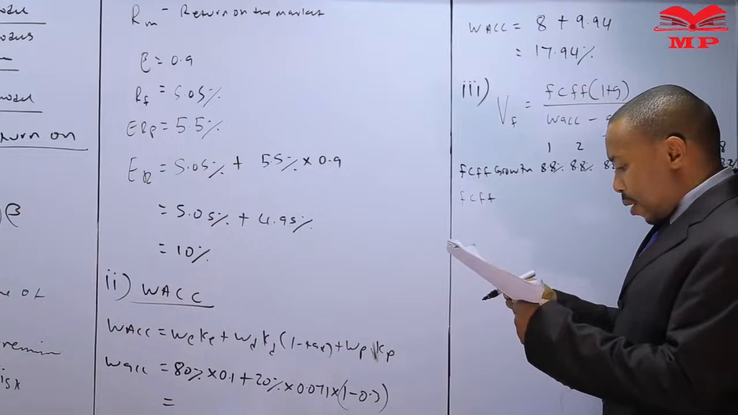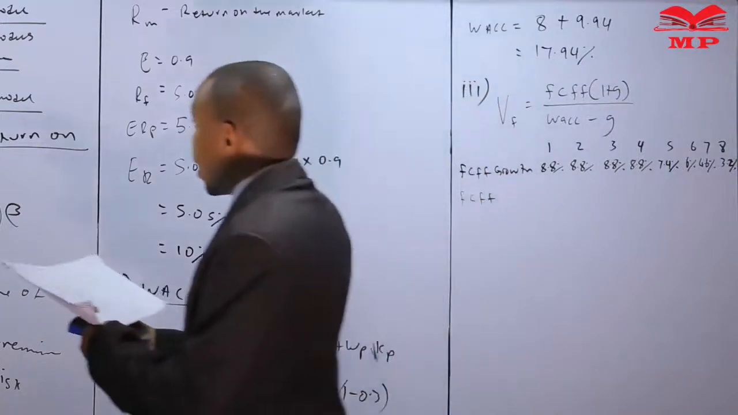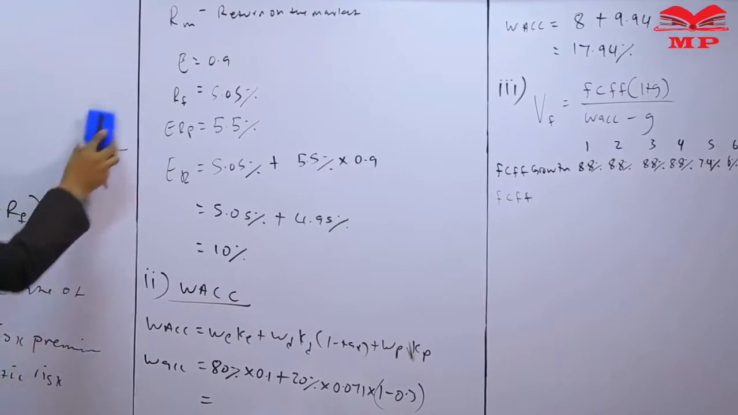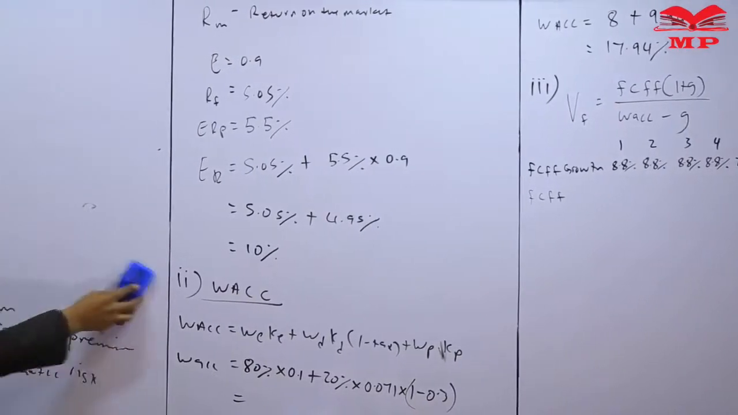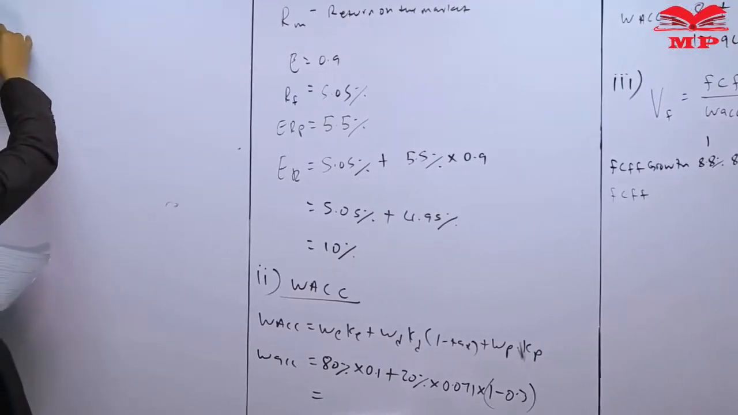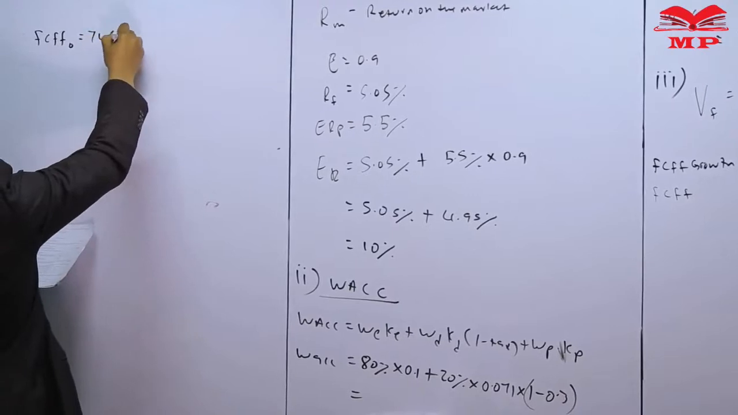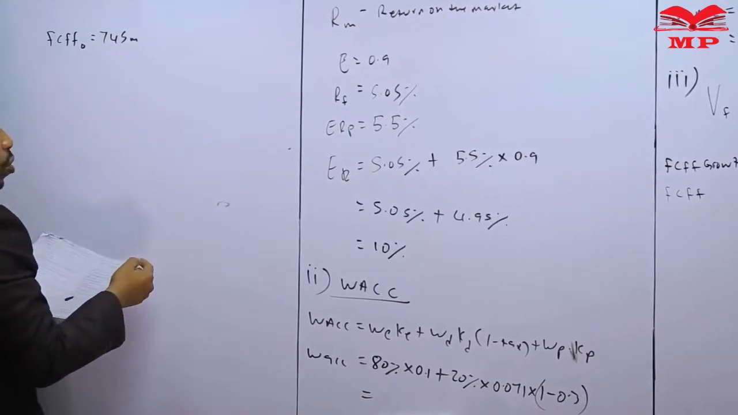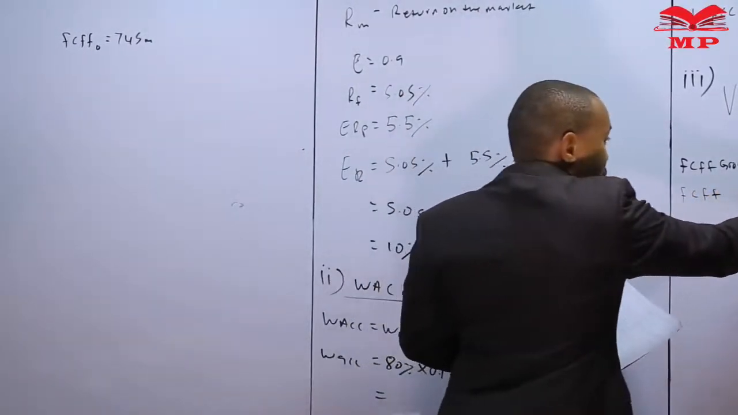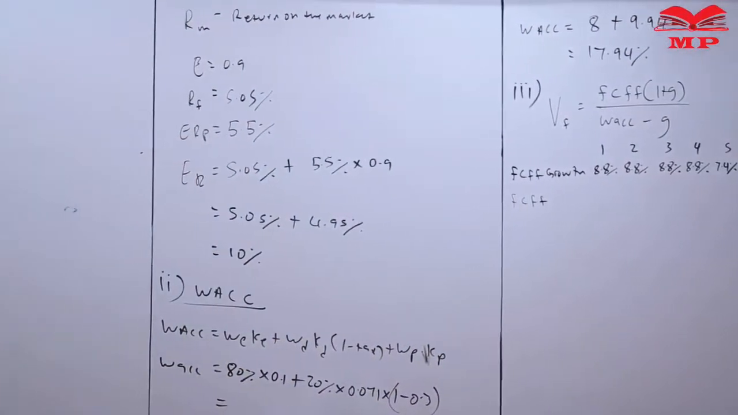So the FCFF in year 0, the current FCFF, is 745 million. So we can come here and have some very short workings here. We're saying FCFF in year 0, we have got 745 million. So now we need to grow the 745 million to year 1 based on these growth rates. So from year 1 through to year 4, we compute as follows.